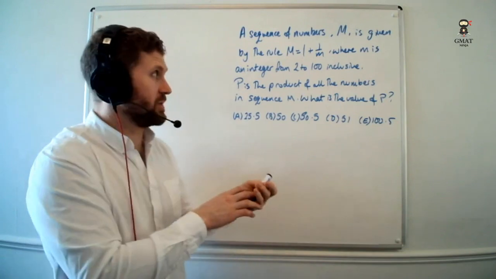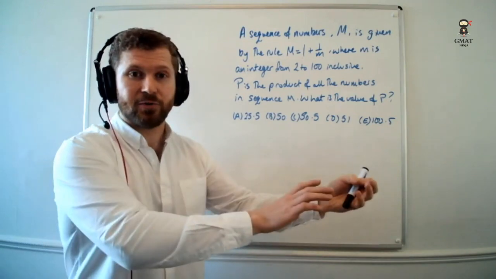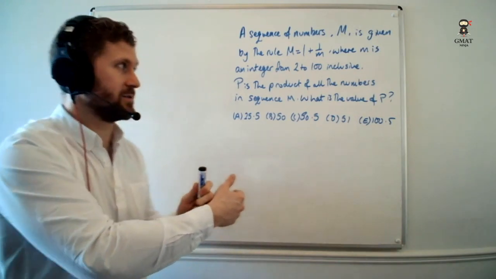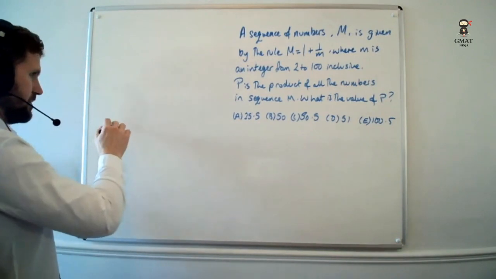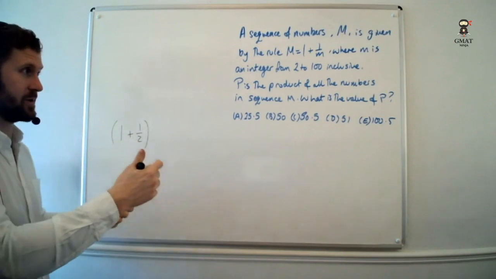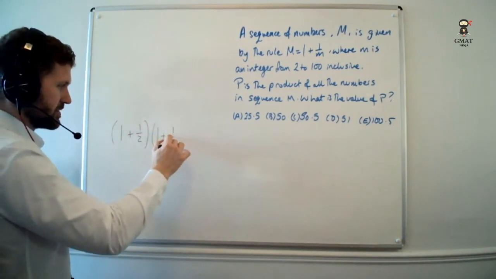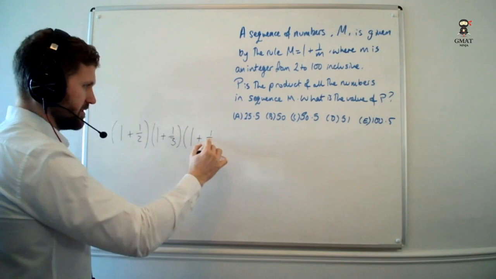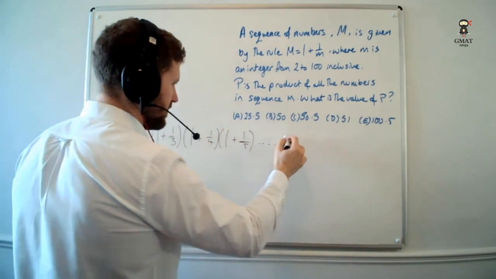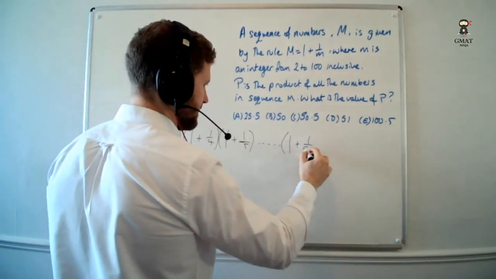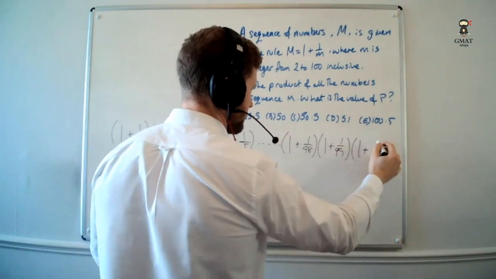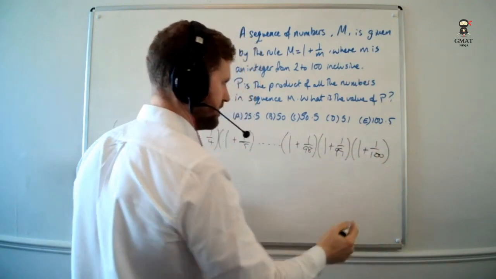So what I suggest you do when you see a question like this is to begin writing out the terms, get yourself a bit of a sequence, and you're aiming to spot what cancels. So in this case, the first term would be 1 plus 1 over 2, and I'll stick them in brackets so that they can just be the product of each other. The next one would be 1 plus 1 over 3, 1 plus 1 over 4, 1 plus 1 over 5, all the way up to 1 plus 1 over 98, 1 plus 1 over 99, and 1 plus 1 over 100.